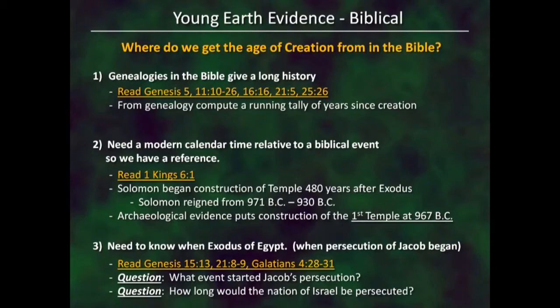And then another thing is we need to know when the persecution of Jacob began. And this is a key thing. If we turn over to Genesis 15, verse 13, this is where Abraham fell into a deep sleep. And the Lord said to him, "Know for certain that your descendants will be strangers in a country not their own, and they will be enslaved and mistreated 400 years." So God is prophesying to Abraham that your descendants are going to be mistreated for 400 years.